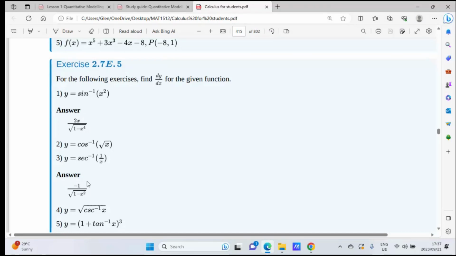Positive 1 over 2, times the inverse of the cosecant x to the power of negative 1 over 2, times negative 1 over the absolute value of x times the square root of x squared minus 1.